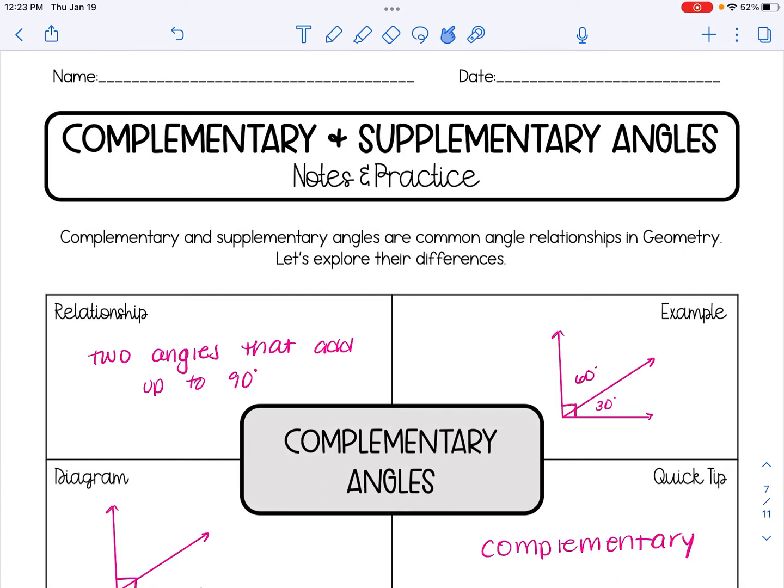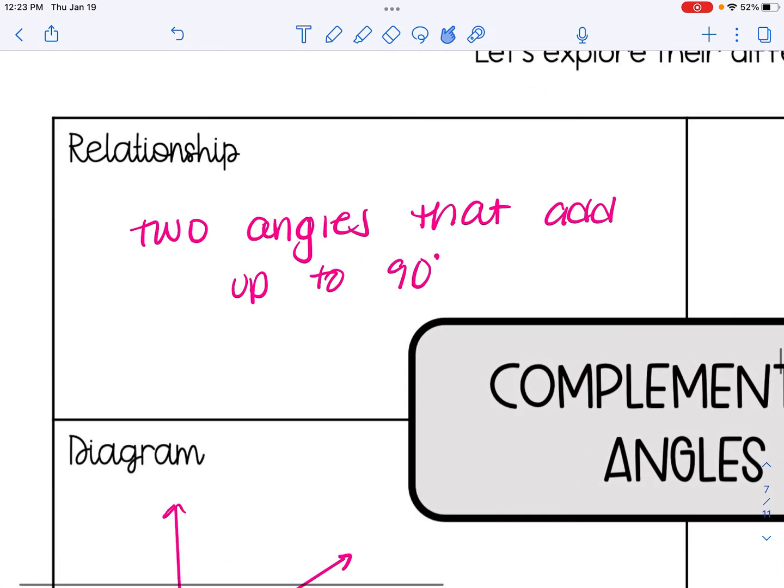In this video, we are going to be talking about complementary and supplementary angles. Complementary and supplementary angles are common angle relationships in geometry. Let's explore their differences. First up, we have complementary angles. The relationship between complementary angles is that they are two angles that add up to 90 degrees.